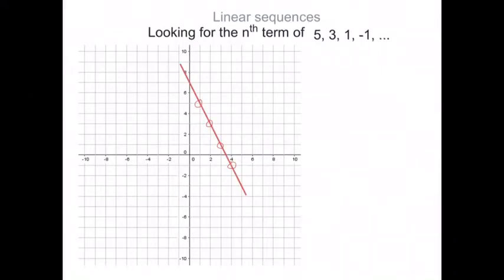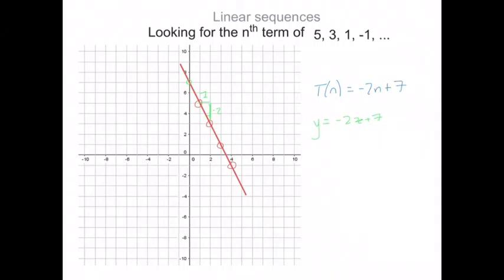The gradient of this line can be worked out by dividing this y difference, which is minus 2, by this x difference, which is 1. And the y-intercept is 7, so the equation of this line is y equals minus 2x plus 7, to be compared with the general term that we found for the sequence, and that was t_n equals minus 2n plus 7.